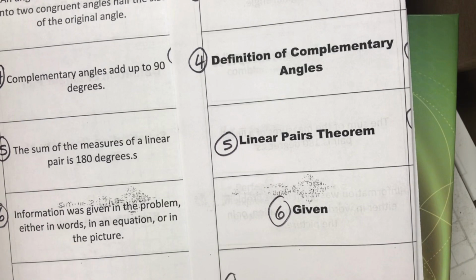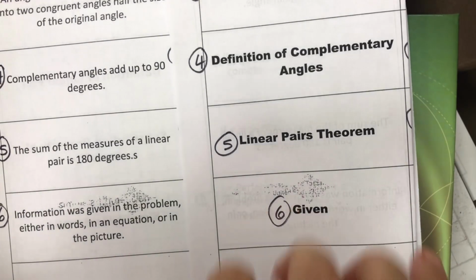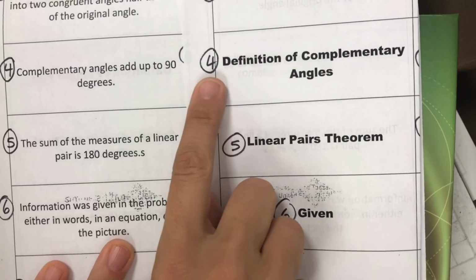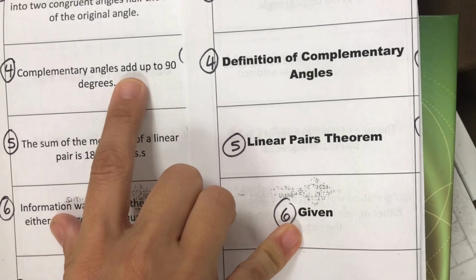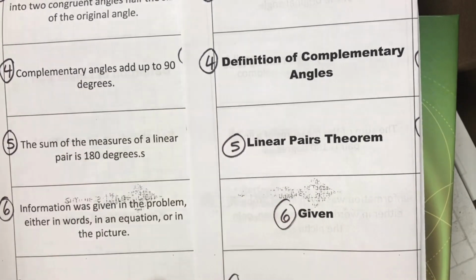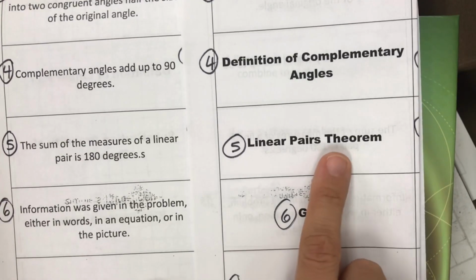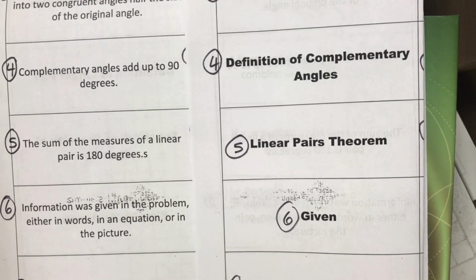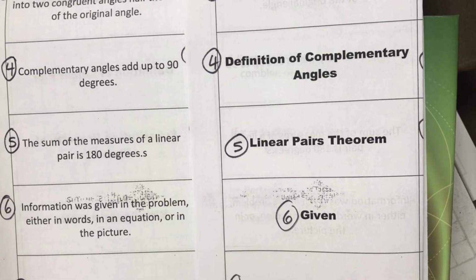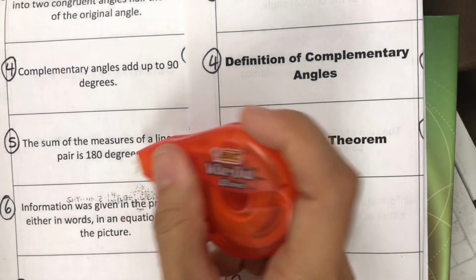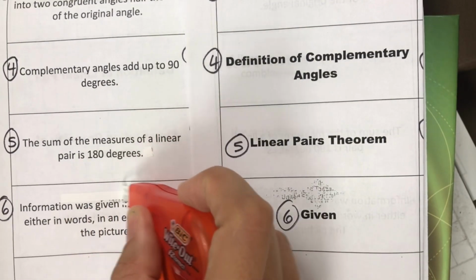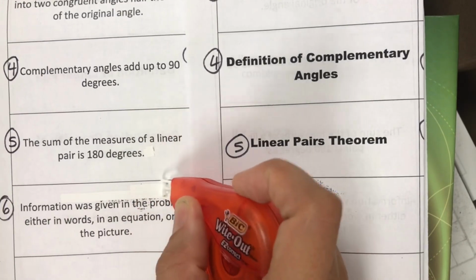Okay. Vocab 4 says the definition of complementary angles is complementary angles are angles that add up to 90 degrees. Linear pairs theorem. The sum of the measures of a linear pair is 180 degrees. That's weird. That looks like a typo. Let's just erase that. Okay. This is also like some extra ink we got on the copy machine. Okay.